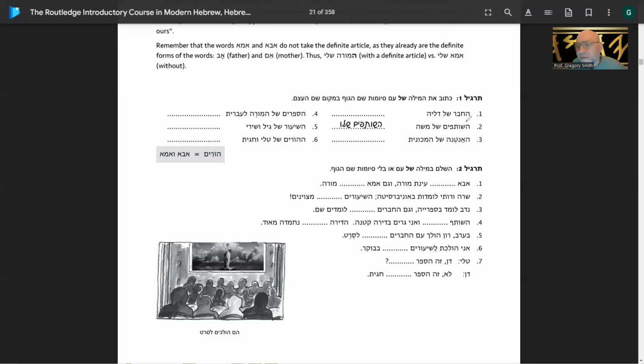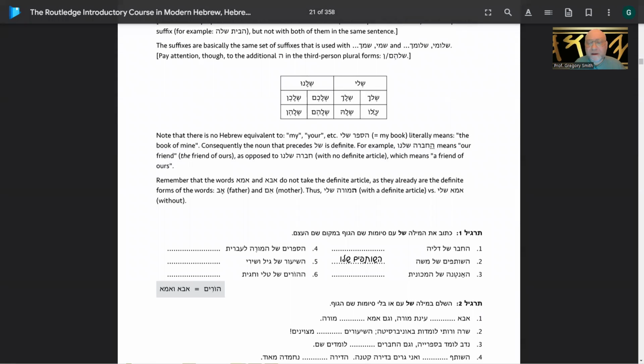Okay, so haver, the friend, shel Dahlia. So the friend belonging to Dahlia. Okay, I see what they're doing. They want us to put one of these here. Let's get this chart up here. We're going to need this. Okay, so haver shel Dahlia, the friend of Dahlia. So that would be like her friend.